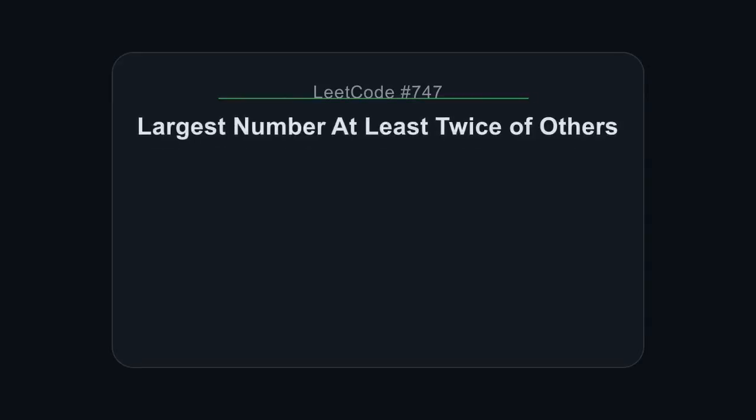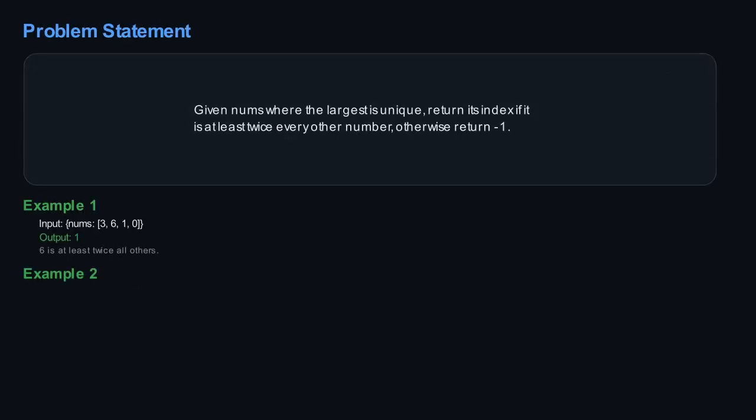Today's problem is to find the largest number in a list of numbers that is at least twice as large as all other numbers. Take a moment to think about how you would approach this problem. What would you do? The problem statement is quite straightforward. We're given a list of numbers, and we need to find the largest number that is at least twice as large as all other numbers.